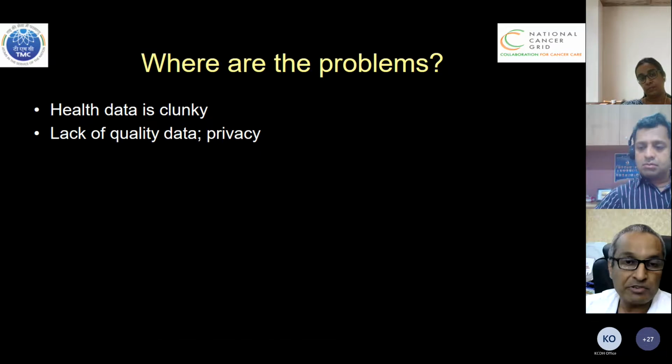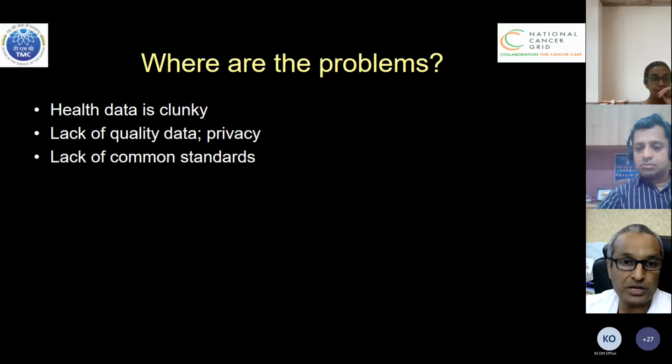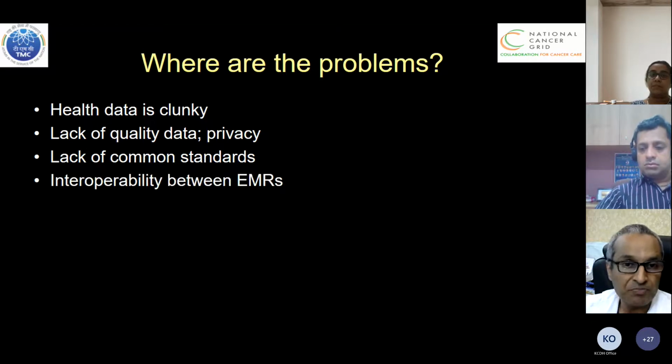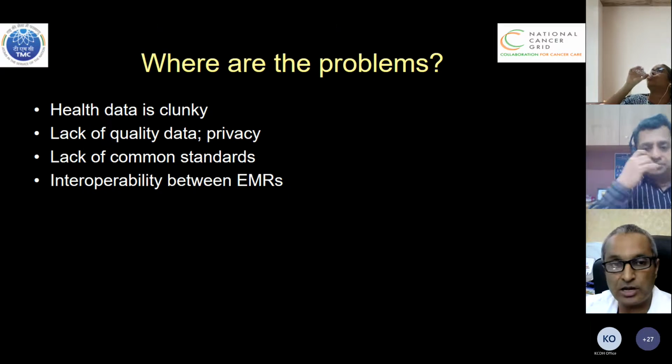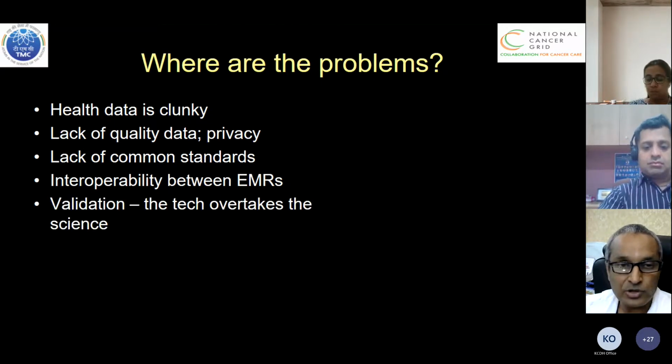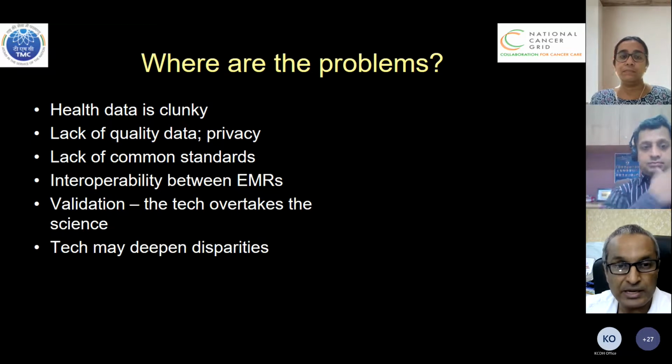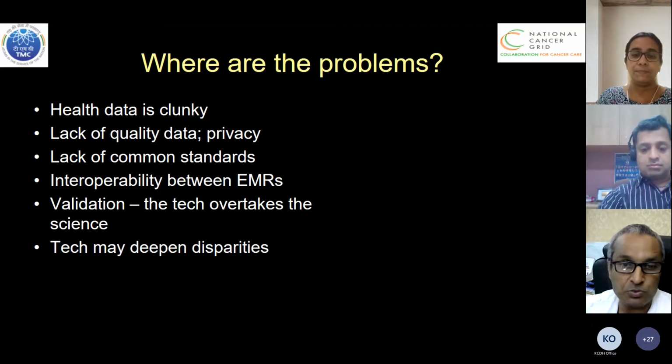The lack of quality data and the privacy concerns are aspects which many previous speakers have already spoken about, but again, important to realize that these are issues that we need to address. The lack of common standards when it comes to deriving or accessing data from devices, the interoperability between these devices as well as electronic medical records, the validation, and I'll come to that with the final example a bit later, where often the technology overtakes the science, and we often compromise the rigid structure of how we do clinical trials for the sake of expediency, and we allow surrogate markers which may not necessarily be true in the real world. And I think in some areas, we need to be conscious of the fact that tech may actually deepen disparities instead of reducing them, which was the original goal.